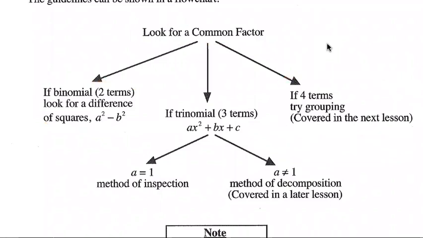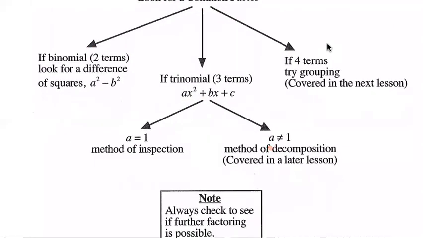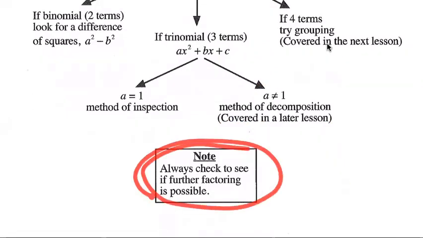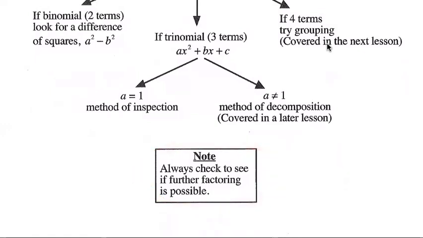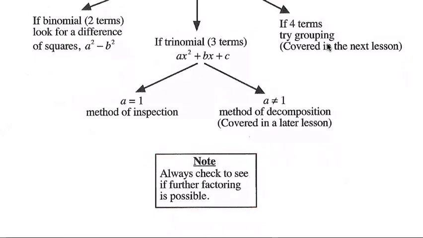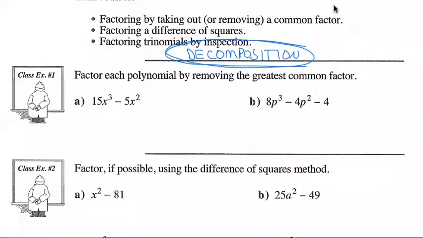More likely, it's going to be a trinomial in this form. If A is 1, you could try inspection. If A is something other than 1, or even if you want to use it with 1, you can always factor by decomposition. And then again, make sure you check at the end to make sure that everything is properly factored. Okay. So let's get back down to the examples and we'll work through these.